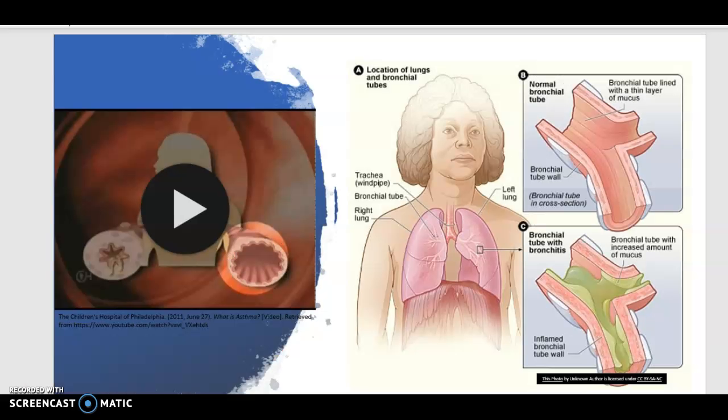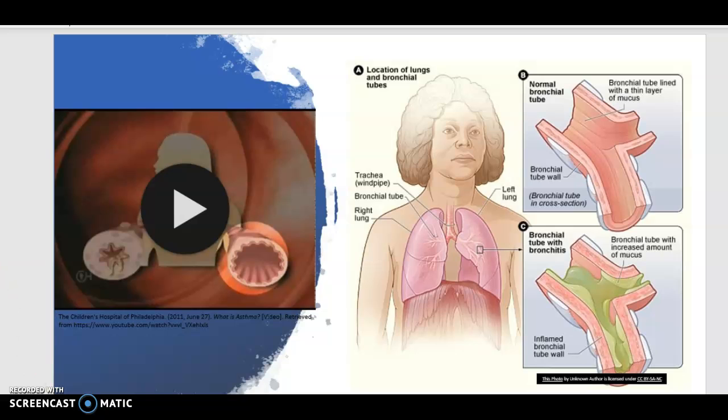Looking at the anatomy of the lungs and what happens during an asthma attack, if you look at the top right corner, that is what your bronchial tube normally looks like. But if you look underneath that picture, you will see an increase in production of mucus. That increased mucus lines the inside of the bronchial tubes and narrows airway flow. The smooth muscles also contract.